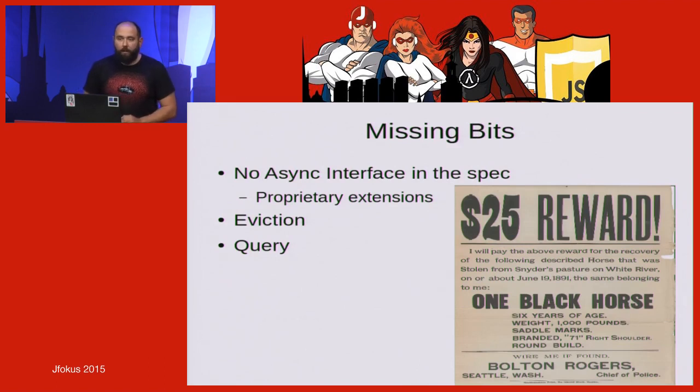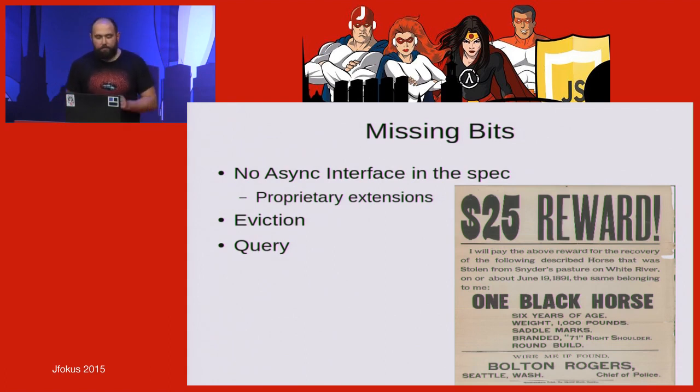Now, missing bits. What's not part of the spec, and sometimes is nice. The single most important feature, at least for me, is the lack of an async interface in the spec. So currently the methods on the cache are all sync, so they're blocking. So if you call get and you have a distributed cache, it will send a request to the node where the data is stored, and the response will go back, and your thread will be blocked all the time. That's usually not a big deal, but in some environments, if you are using Vert.x or Netty, it can be a problem to block the thread.